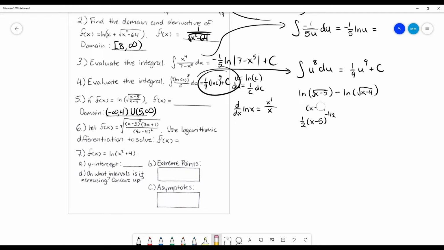Okay, so that's the derivative of that part. So the derivative of this natural log is this over this, and then minus, same deal here. So this is the same as x minus 4 to the power of 1/2. Bring that 1/2 in front. The derivative of x minus 4 is just 1, so it doesn't change anything. Subtract 1 from the exponent. Remember, the derivative of a natural log is sort of the inside over the inside. So now it is this, and we can simplify from there.